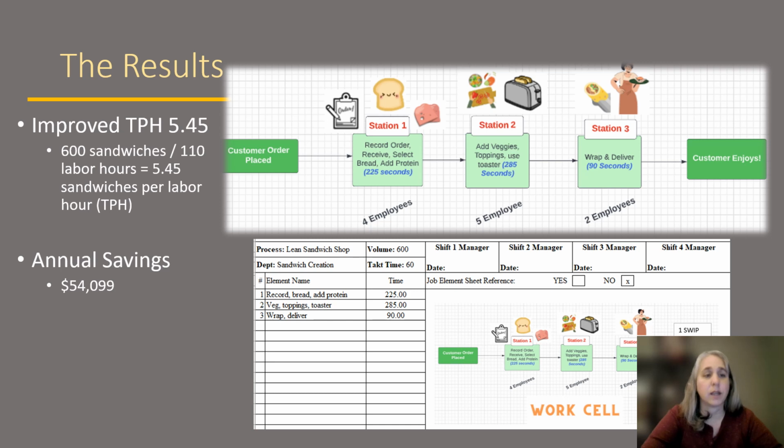The result is I improved my TPH to a 5.45 and an annual savings, not quite $88,000, but still $54,099. I did this by looking at my flow and focusing on waste. As you can see, I went from 4 stations to 3, and significantly cut down wasted time by eliminating individuals just focused on toasting the sandwiches.